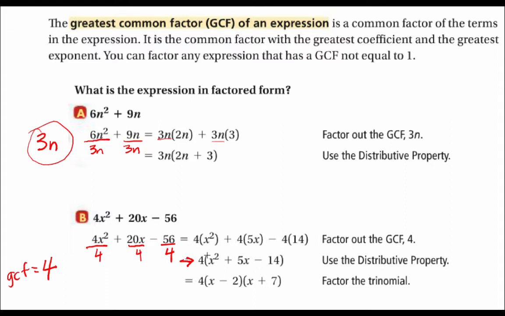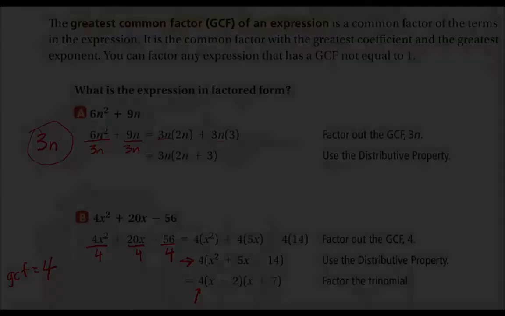But we can't neglect or forget the 4 that we factored out in the beginning of the problem. That's still a part of our solution. That's still a part of the expression. We've just factored it out, but we still have to include it in our answer. So there's a way that the GCF combined with factoring a trinomial into two binomials makes things easier for us.